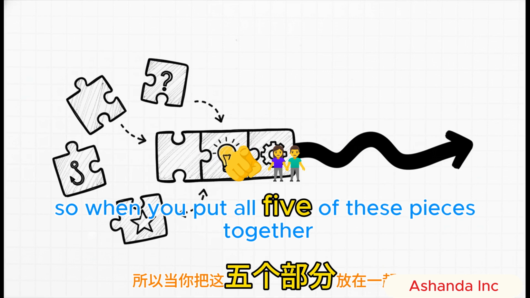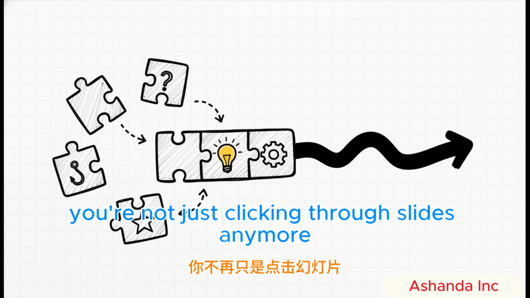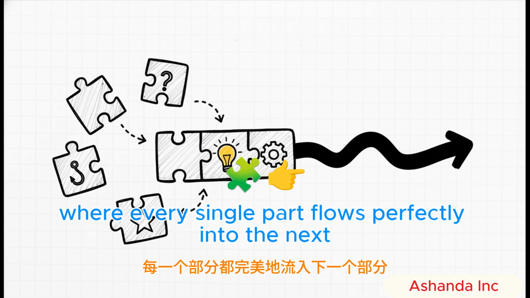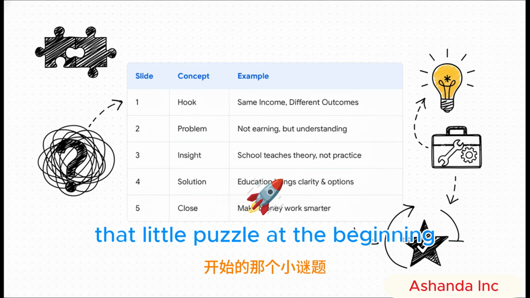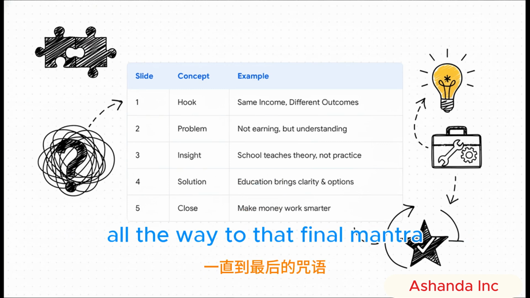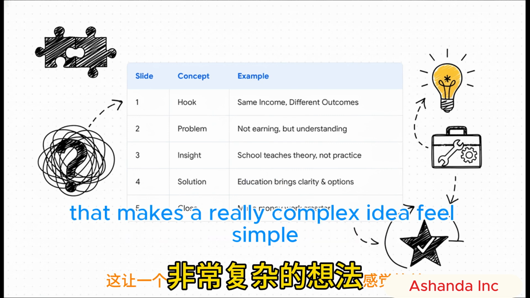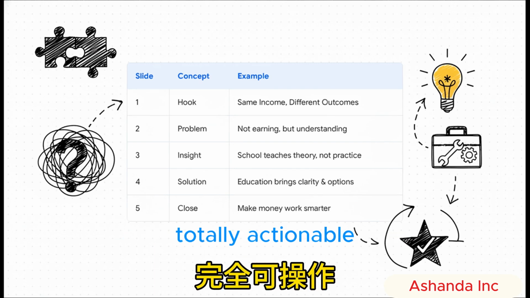So, when you put all 5 of these pieces together, something kind of magical happens. You're not just clicking through slides anymore. You're actually building a persuasive story where every single part flows perfectly into the next. And here it is, the whole journey, laid out for you to see. You go from the hook, that little puzzle at the beginning, all the way to that final mantra. It's a complete, logical story that makes a really complex idea feel simple and, maybe most importantly, totally actionable.